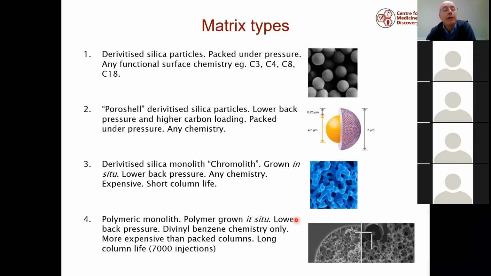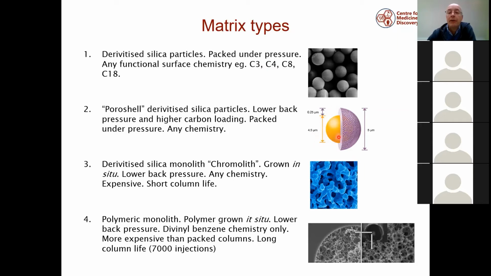Matrix, choice of the matrix is very important. There are effectively 4 different types of matrix, although there are all different types of variations of matrix. The main one, which is the original one, is derivatized silica, as I've explained before. The column is packed under pressure, and you can put different functional chemistries onto the surface of this. I've listed some of them. You can have different alkyl chain lengths. You can have C3, C4, C8, or C18. C18 is the most popular.